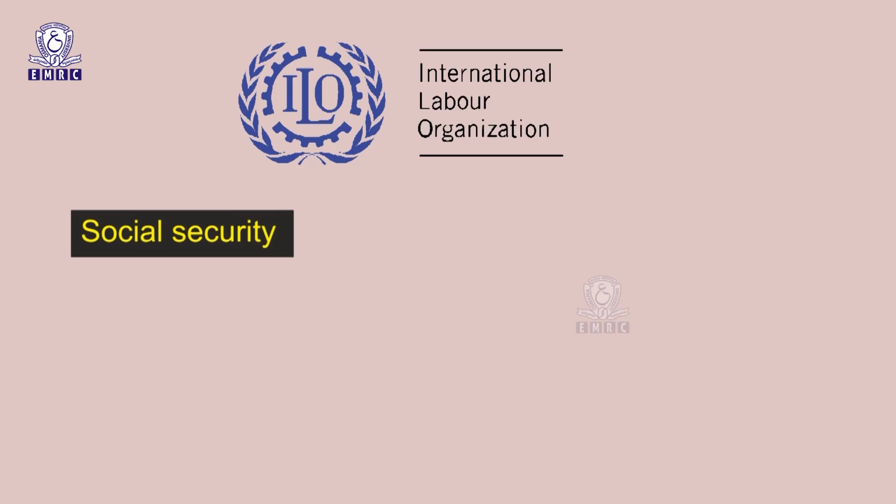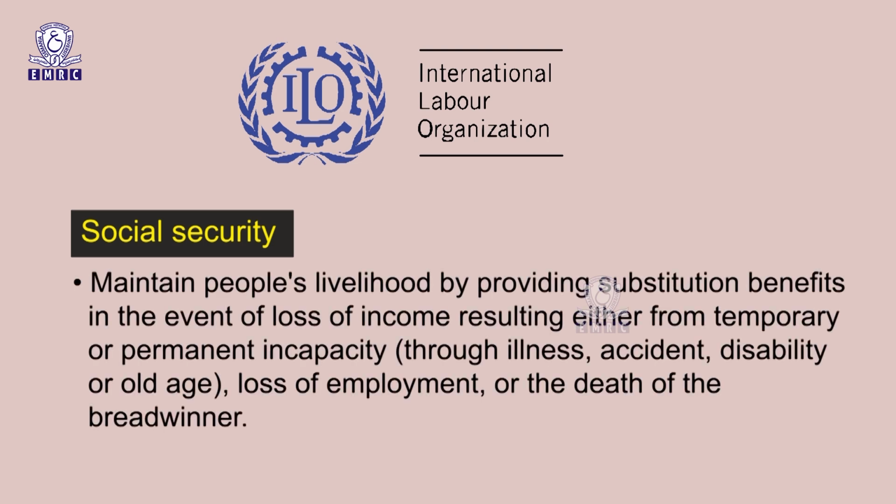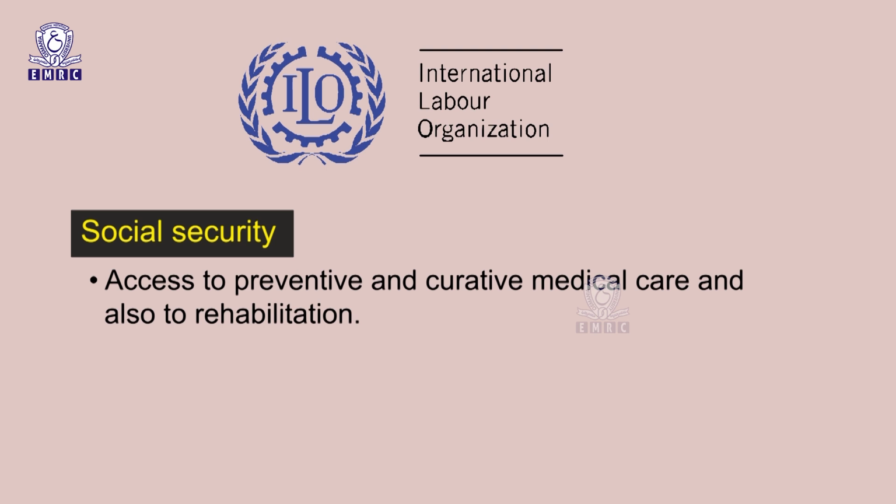The ILO has been the organization responsible for promoting social security since its foundation. And the basic aim of social security is to guarantee, that is maintain, people's livelihood by providing substitution benefits in the event of loss of income resulting either from temporary or permanent incapacity, that is through illness, accident, disability or old age, or loss of employment or the death of the breadwinner, and to give access to preventive and curative medical care and also to rehabilitation.